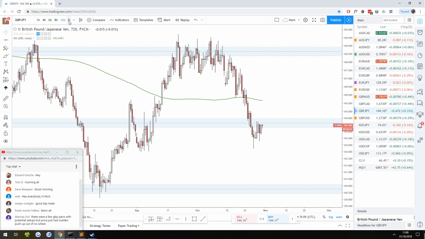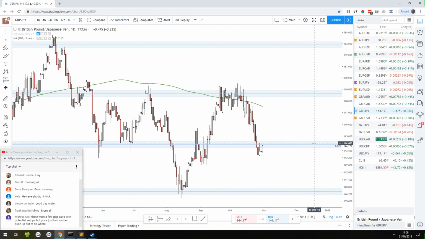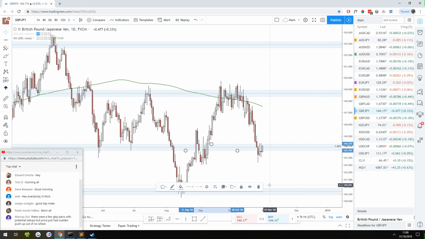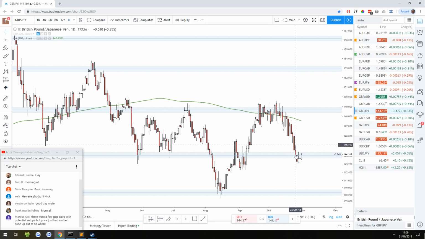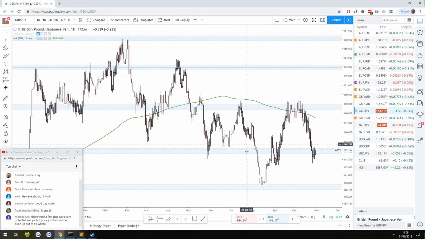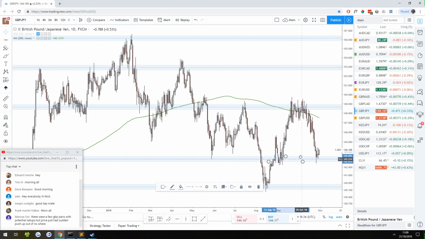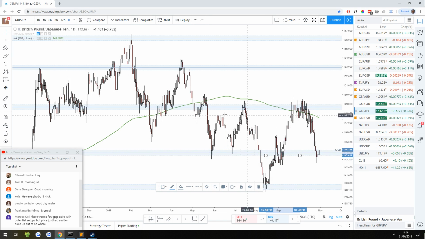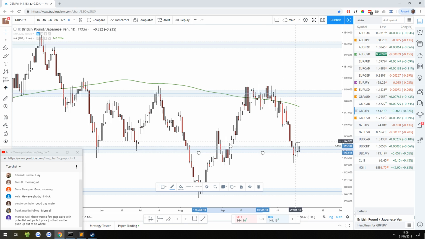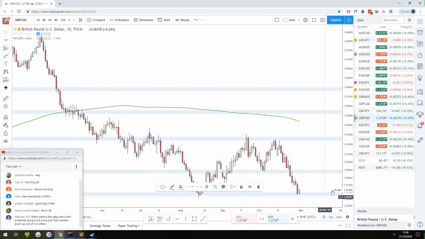GBPJPY. Yeah, this one's a bit tricky with this area here. Looks like it's stalling out on the area. Yeah, I'm not too bothered with this, to be honest. Then again, there is some potential for a reversal here, but this support resistance area here is tricky. This whole area is kind of tricky. It's just a mess of support resistance. That lower wick would make a stop loss quite difficult, and it's pretty messy. I'm not going to do anything with that.